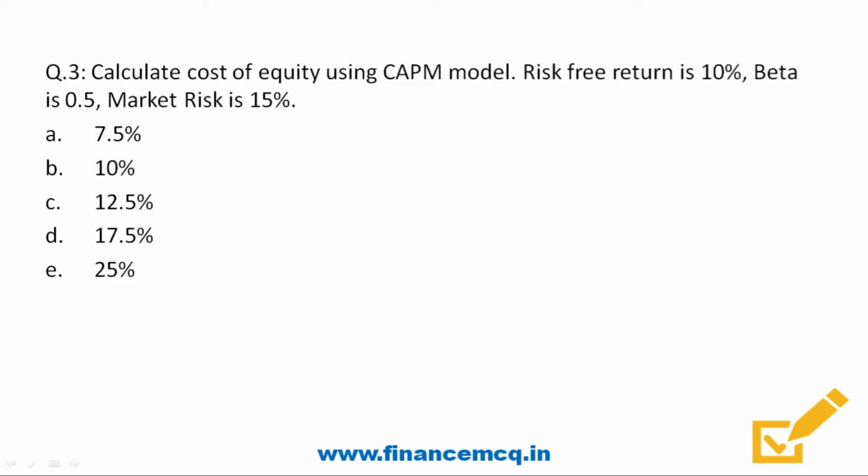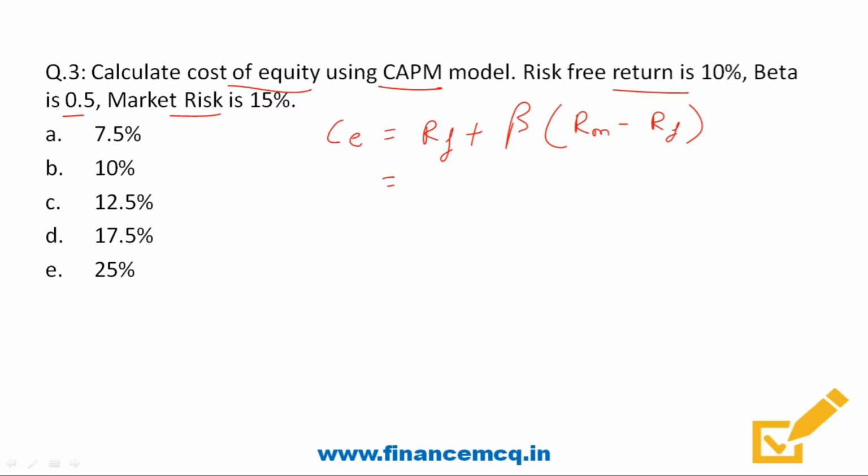Moving on, next question, calculate cost of equity using CAPM model where the details are given as risk-free return is 10%, beta is 0.5, market risk is 15%. So friends, here the formula for calculating cost of equity as per CAPM model is risk-free return plus beta of the portfolio, then market risk minus risk-free return. So friends, if you put the values in the formula, risk-free return is given as 10% plus beta of the portfolio is 0.5, then market risk is given as 15% minus risk-free return is given as 10%.